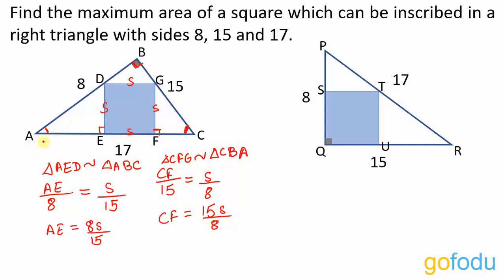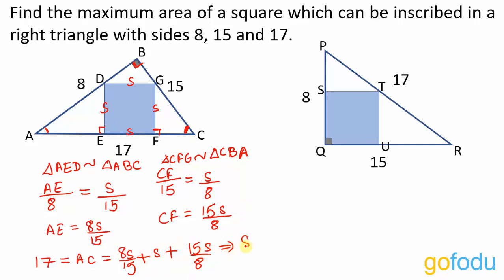Now AC. AC is what? AE plus EF plus FC. AE is 8s upon 15, plus EF is s only, plus FC is 15s upon 8. And the length of AC is known to us. The length of AC is nothing but 17. So we have 17 on the left hand side and a term containing s on the right hand side. So we can easily calculate the value of s.